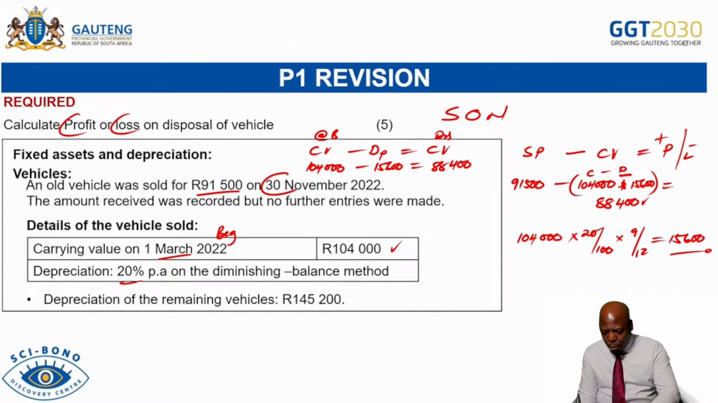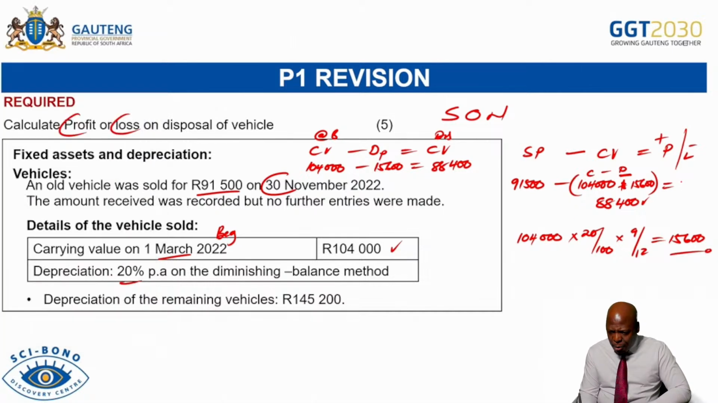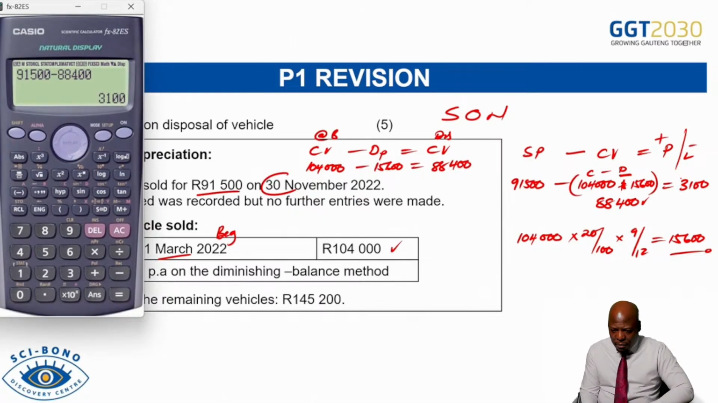So I can now get either my profit or loss over there, where I'll now say my 91.5 minus my 88.4, and that is going to give me 3,100. So I end up with 3,100. That becomes my profit. You can see it's positive on the calculator. And once it is positive, that is profit. If you stick to the formula that says selling price minus carrying value, if it's positive, then it's profit. If it was negative, that would have been loss.